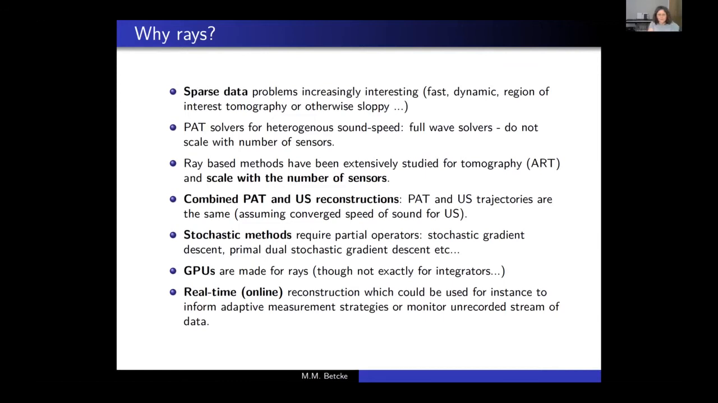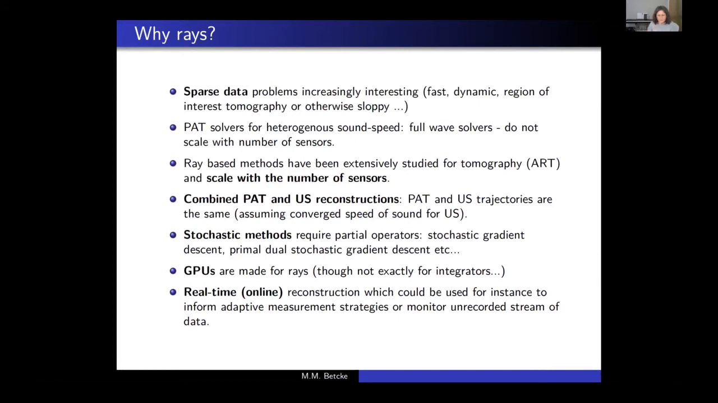The one application that I am maybe the most excited about is to combine photoacoustic and ultrasound reconstruction. In ultrasound, ray approximations to wave solutions have been used routinely. However, in our part we have a bit more structure to it, which I hope to convey in the future slides.